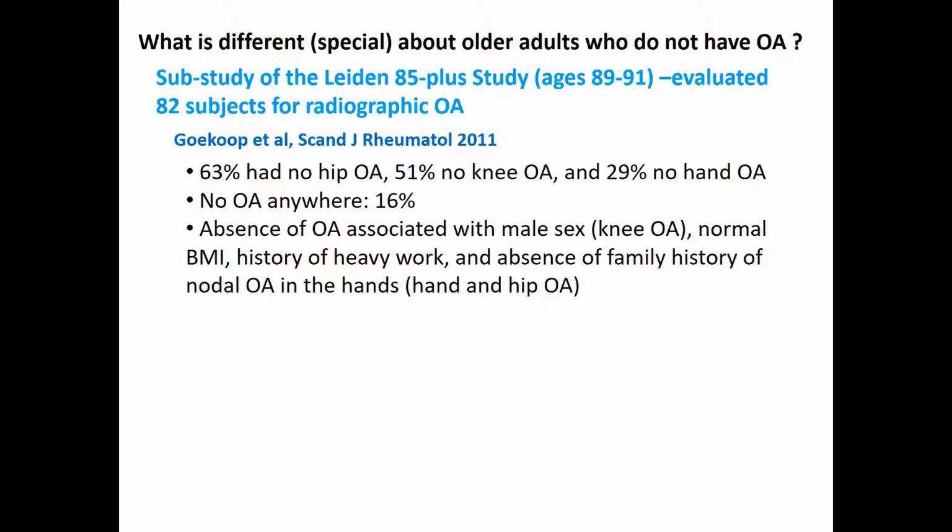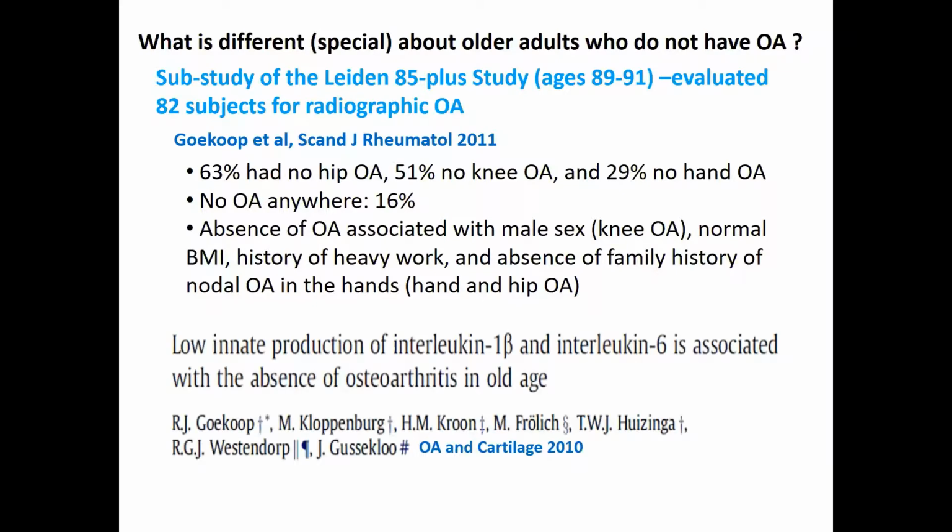And then the absence of family history of nodal OA in the hands, which is probably the genetic component of OA. In a second study from this group, they also showed that the people that had an absence of OA had less of this inflammation that I've been talking about. They had a lower production of interleukin-1 and interleukin-6 when their peripheral monocytes were stimulated. Again, these are the inflammatory mediators that seem to go up with age. So these people have less systemic inflammation. This is not a huge study, it needs to be repeated, but I think it's kind of interesting.